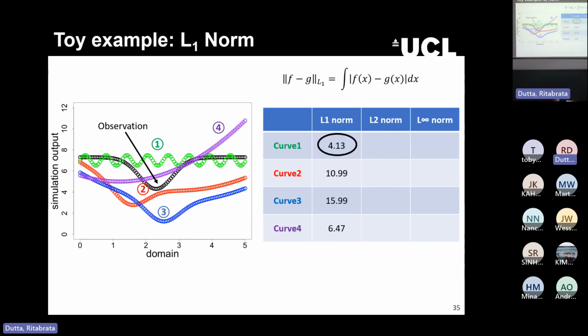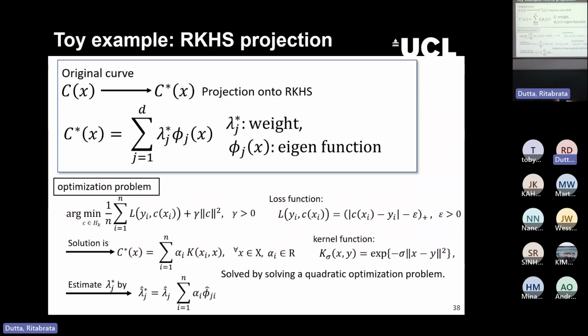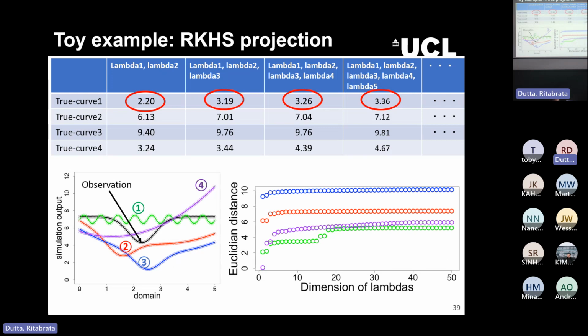So yeah, let's skip that. I thought the Lp norm might work, but it didn't. When you use the L1 norm, L2 norm, or L infinity norm, the result is the green curve. It is the nearest one. And if you project your curves onto an RKHS, a reproducing kernel Hilbert space, and compare each curve using its coefficients, the result is still that the green curve is the nearest one.